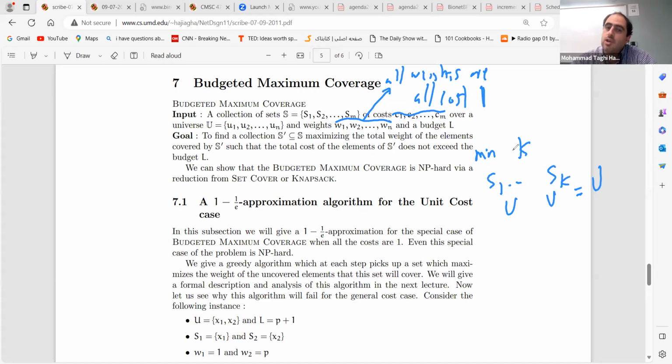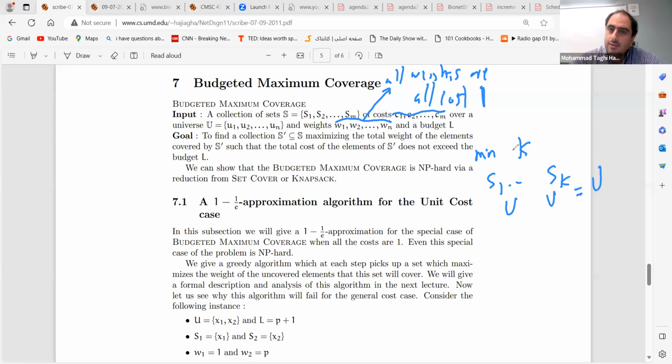So if you have a procedure that can solve maximum coverage, then you can solve set cover with that, because you guess K and see, with this number K, what is the maximum coverage that you have. If the coverage is N, that's a solution. So this problem is essentially NP-hard.